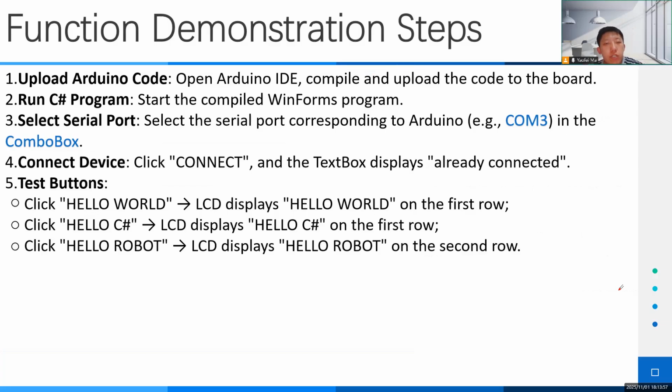To make the project work, we follow these 5 simple steps. 1 is upload the Arduino code. 2 is run the C# program. 3 is select the serial port. 4 is connect the device. 5 is test the buttons.